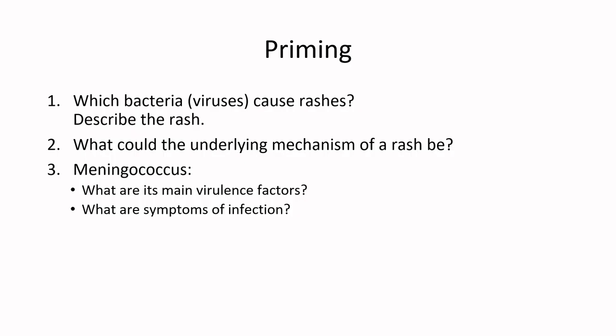Good, let's get started now with today's topic, which was purpura fulminans caused by meningococcemia, so meaning meningococcus in the bloodstream. And also here, to get into this topic, I have one more priming question for you. In case you have studied meningococcus before, which I guess many of you have, meningococcus or Neisseria meningitidis. The questions here are, what are its main virulence factors? And the second question is, what are symptoms of meningococcus infection? So again, you can pause the video and think about this.